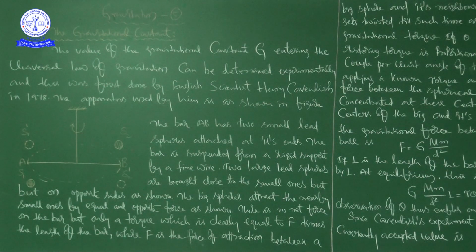Which is clearly equal to F times the length of the bar, where F is the force of attraction between a big sphere and its neighboring small sphere, okay. So that you have to keep in mind. What is the big sphere and what is the small sphere? How we are calculating the gravitational force, okay, right.